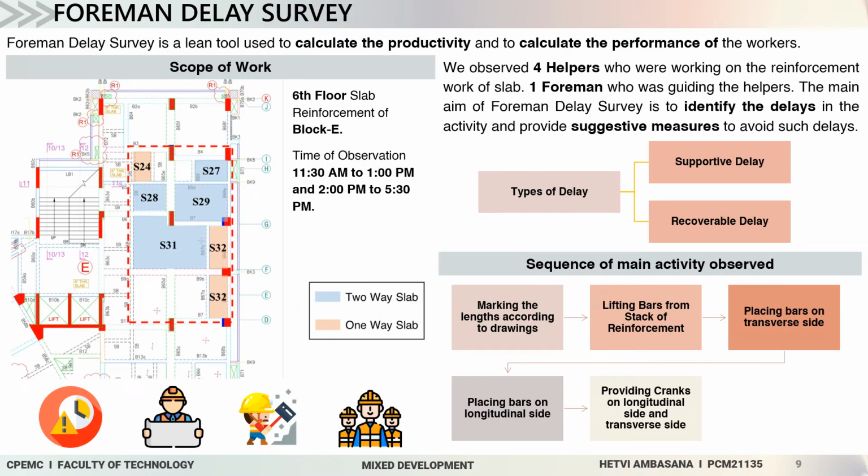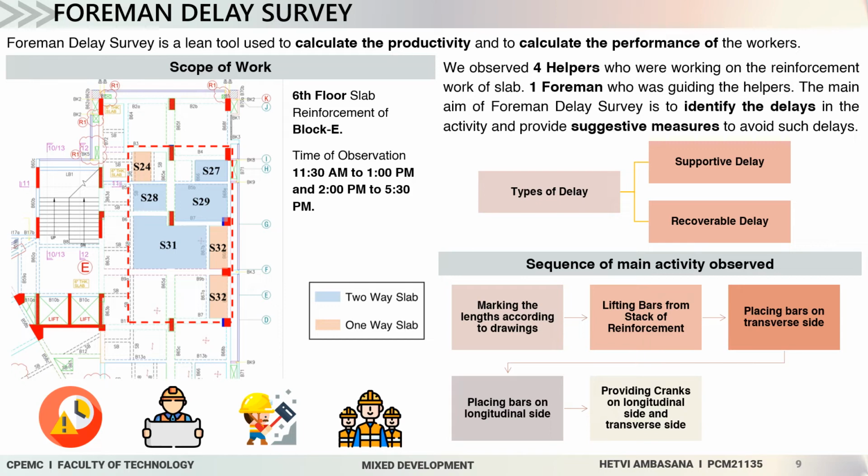Foreman Delay Survey is a lean tool used to calculate the productivity and performance of workers. The scope of work is 6th floor slab reinforcement work of E block. The time of observation was 11:30 am to 1 pm and 2 pm to 5:30 pm. We observed 4 helpers who were working on the reinforcement work of slab. One foreman was present who was guiding the helpers.